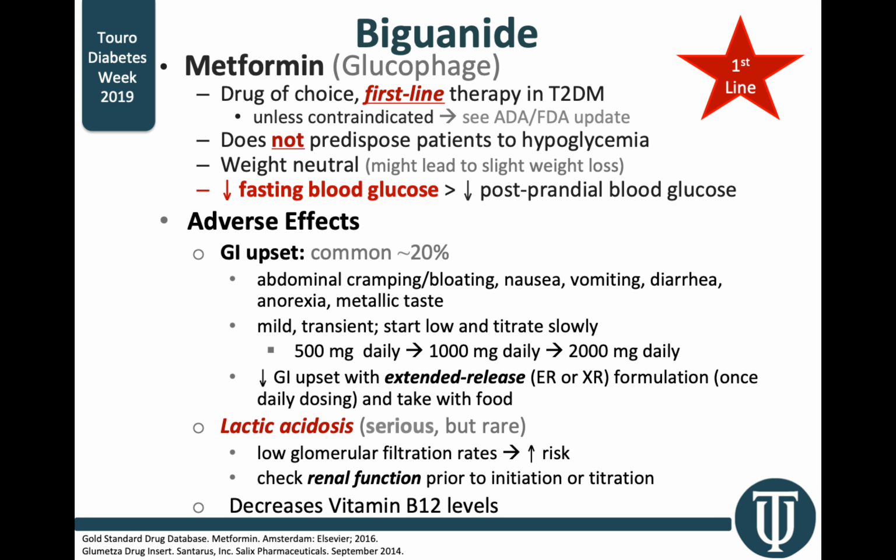What do I mean by slowly? We will start at a low dose of 500 daily, then increase to 1,000 milligrams daily, then increase to 2,000 milligrams daily, which is the max effective dose. If a patient comes to you complaining about having diarrhea and vomiting from taking metformin, then the solution might be to change the formulation to an extended release formulation.